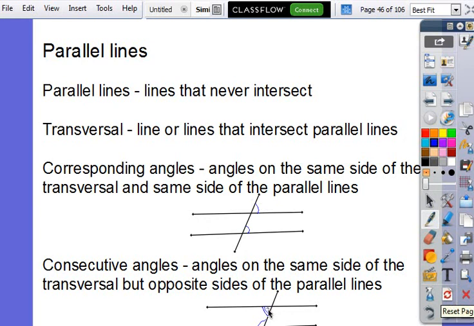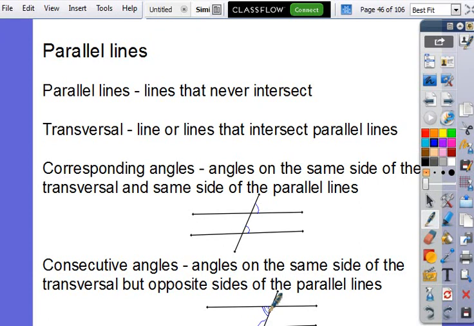Consecutive, it can be interior or exterior. What is the deal with consecutive? They've gotta be on the same side, but there's something specific about consecutive that we're supposed to remember. They're not the same, but there's something with them that we're supposed to remember.